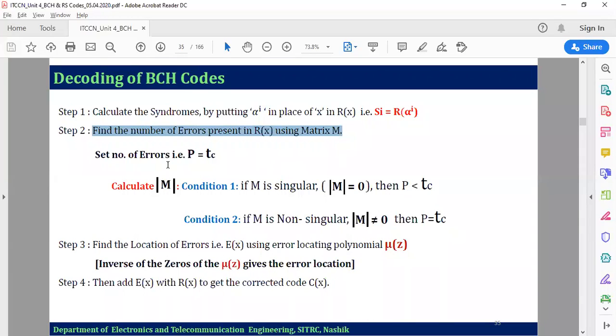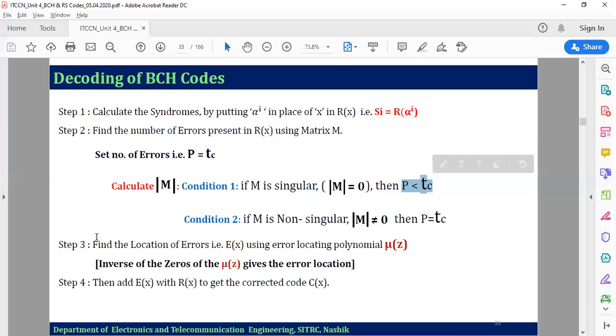Now here we are assuming, or we are setting, that the number of errors is equal to TC. That means consider that 2 errors are present in the received code word. So P is equal to TC. This is your first condition. And then you need to calculate the determinant of M. Now if the determinant of M is equal to 0, then the number of errors is less than TC.